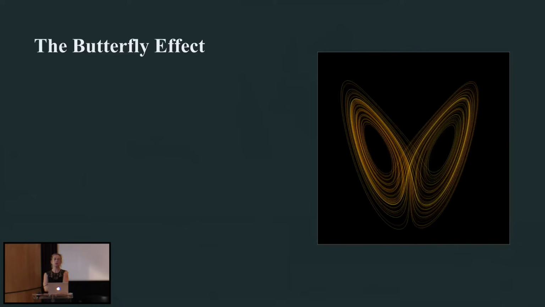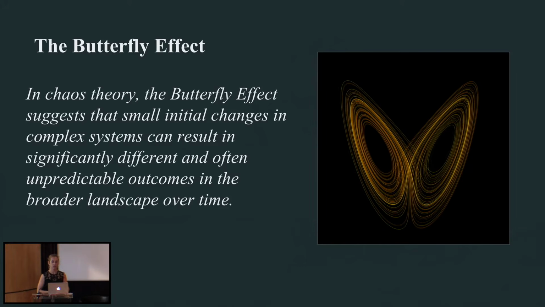Just to start, the butterfly effect, you're probably all familiar with it to some extent, but it's an actual theory, an actual phenomenon that goes beyond Hollywood movies. Essentially, it suggests that a small initial change, like the flutter of a butterfly's wings, in a complex system can result in significantly different and unpredictable outcomes on the broader landscape. The canonical example is the butterfly causing a hurricane. I've been thinking about this as a good metaphor for AI's impacts.